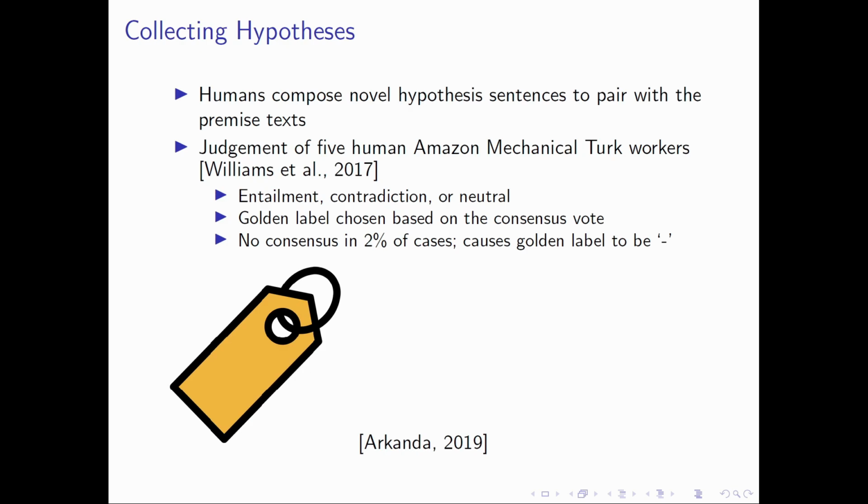and hypothesis pair. They can label each pair as demonstrating entailment, which means the hypothesis is true whenever the premise is true, contradiction, which means the hypothesis is false whenever the premise is true, or neutral, which is where neither condition applies. These 5 votes are then taken, and a golden label is chosen based on a consensus vote. If 3 of the workers made the same annotation for a given sentence pair, that label will be selected. In 2% of cases, there are not enough votes for a golden label to be decided, and this results in a hyphen being allocated as a placeholder for the golden label.